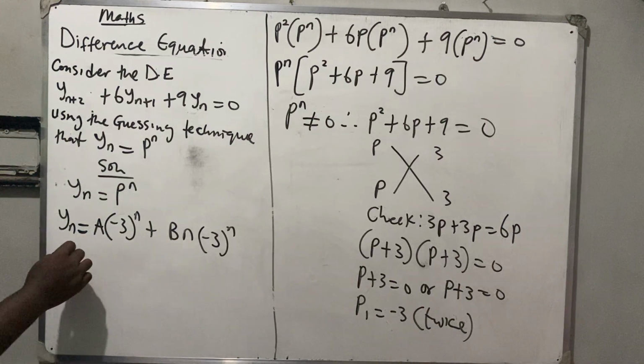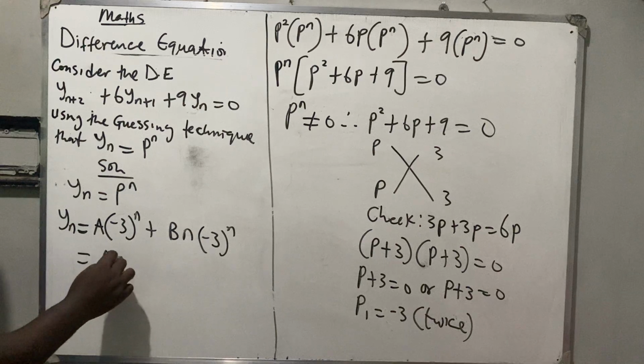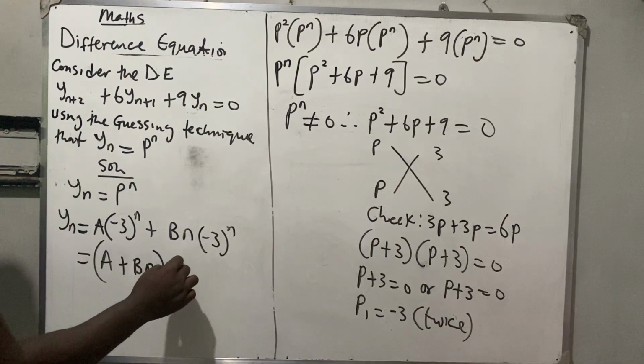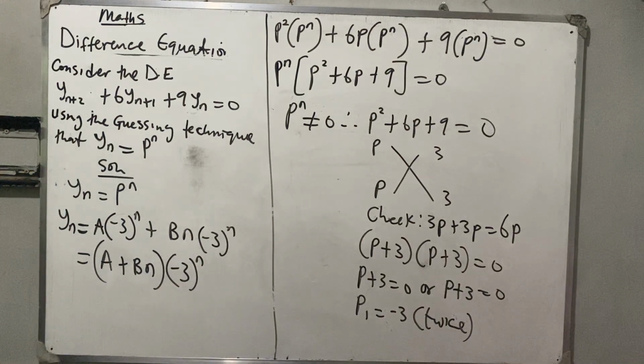This p is a constant, so we don't need to add it here. We're adding the independent variable. So this could be written as (A plus Bn), all in bracket, times minus 3 raised to power n. So that is the solution to that.